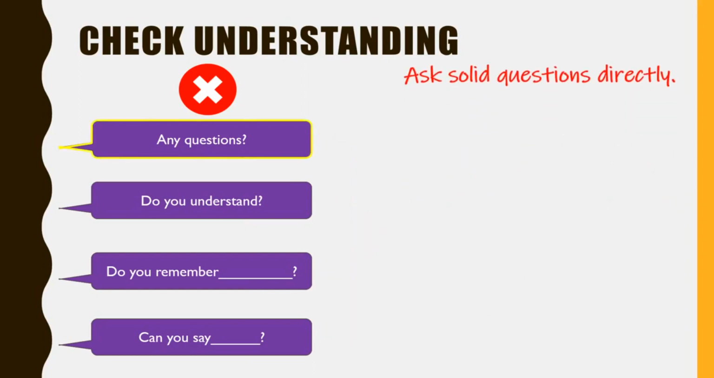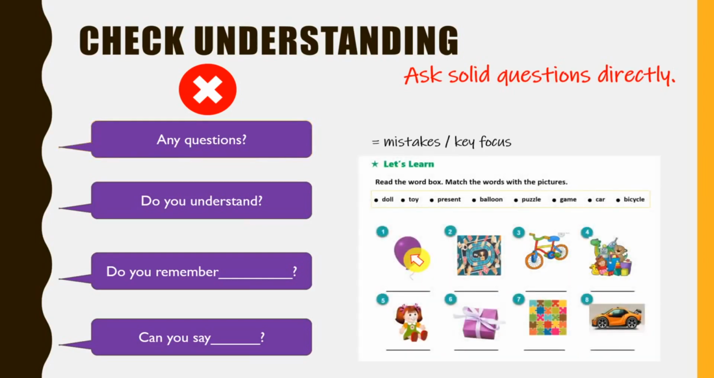For any questions, the mistakes they made during class or the key focus would be the questions to be covered and checked again. Whenever you are checking understanding, you may point to the words or pictures, then ask questions directly. If they can answer your questions, that means they understand and remember.